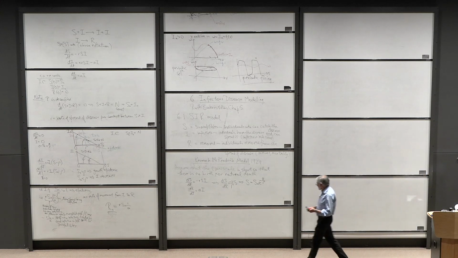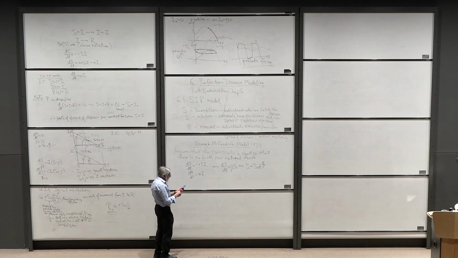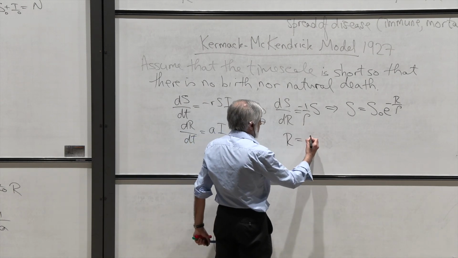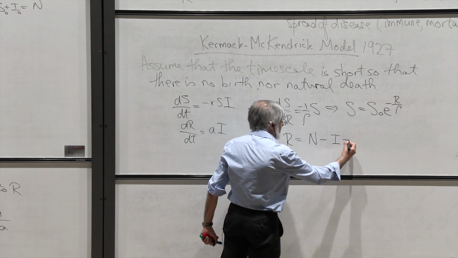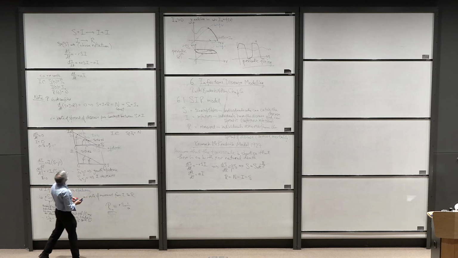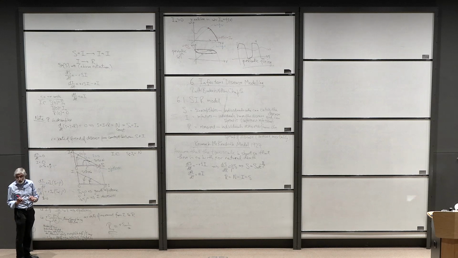Okay. What is R? R is N minus I minus S, and R is bounded by big N, because I and S cannot go negative.